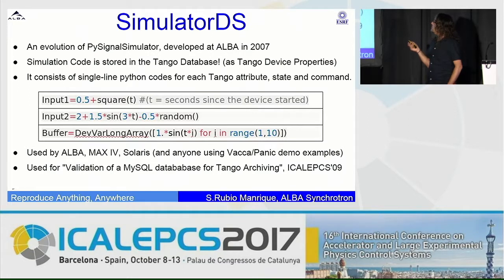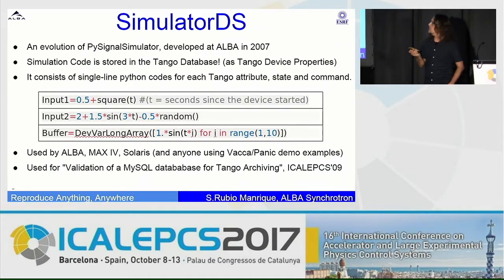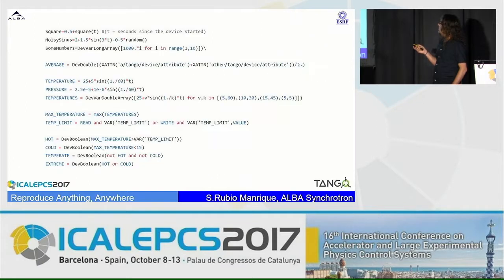So we have the simulator device server. It's an evolution of an old device server that was developed at the beginning of ALBA. We store small Python formulas to generate attributes. And we used it for validating or archiving years ago. Now we are evolving it.